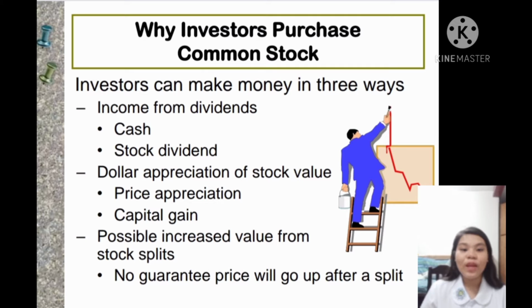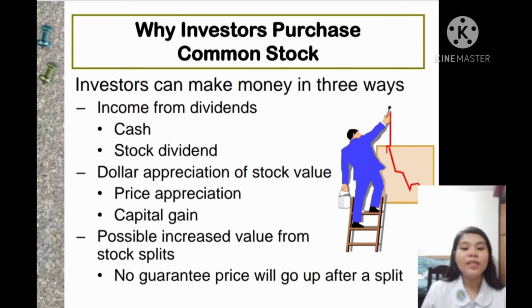By income from dividends, dollar appreciation of the stock's value, and possible increased value from stock splits. So first, income by dividends. Along with the profit investors can make by selling stocks, they can also earn dividends, or a portion of the company's earnings. Cash dividends are usually paid on a quarterly basis, but investors might also earn dividends in the form of additional shares of stock.